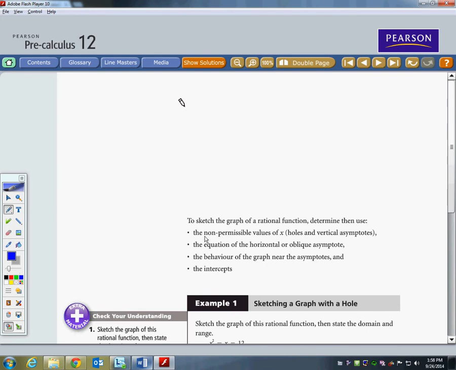To sketch the graph, find the non-permissible values of x. Some of them will be holes, some of them will be vertical asymptotes. Find the equation of the horizontal or oblique asymptote. In fact, we don't have to figure out the equation of an oblique asymptote. Find the behavior of the graph near the asymptotes. That's what we did using our table of values. And find the intercepts and then sketch it.